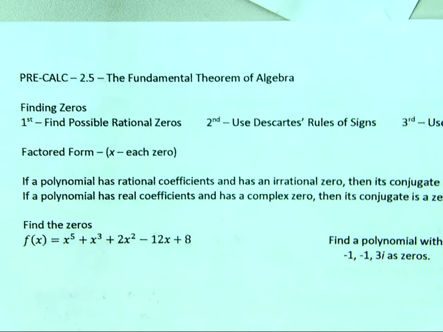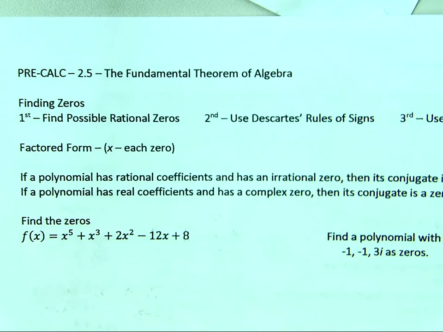All right, now we're ready for the last section of this unit on polynomial functions. This is really just a continuation of what we did in 2.3. It's just now there might be some complex numbers in your answer. That's the only difference. We're going to do the same steps, follow the same procedure. We just might use the quadratic formula at the end.